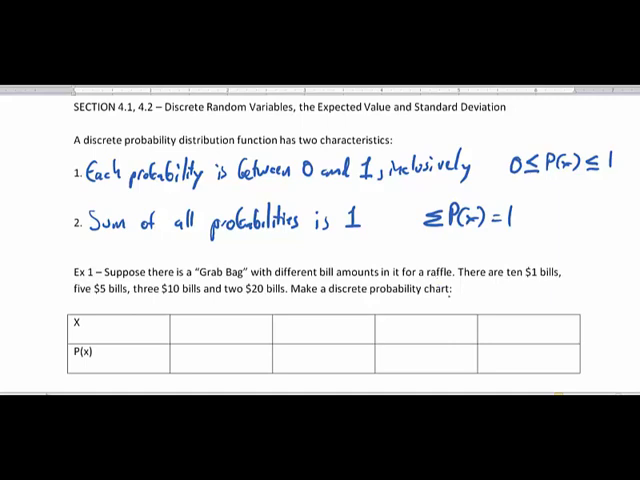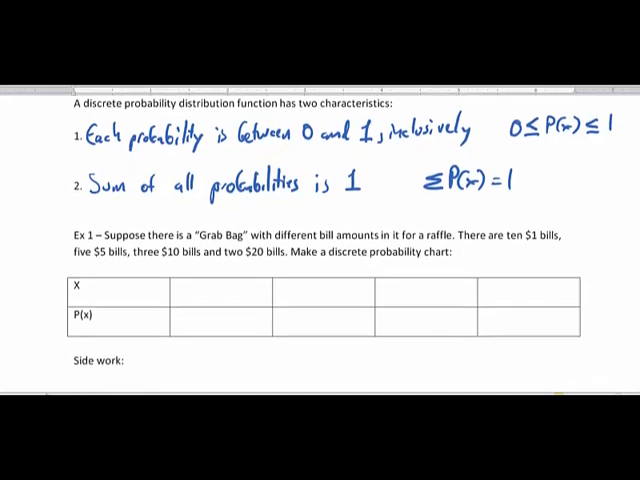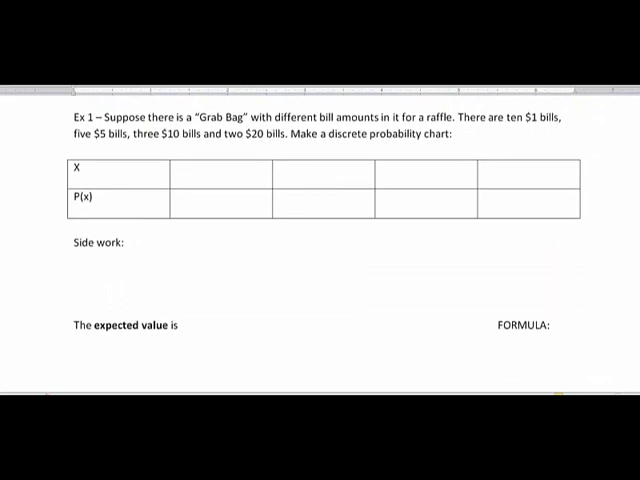So in our first example, we're going to take a look at a game called the grab bag. Now let's say that you were lucky enough to pull from the grab bag, and the grab bag has $1 bills, $5 bills, $10 bills, and some $20 bills. It would make sense in the grab bag that you would actually have more of the lower denominations than the higher ones. So in this case, our X is the event of pulling one of these bills.